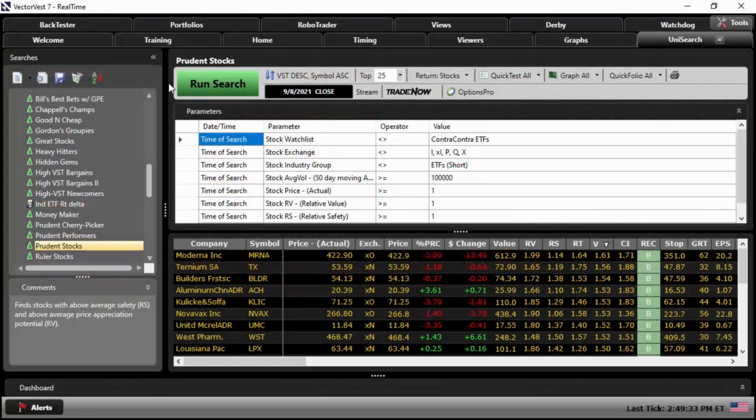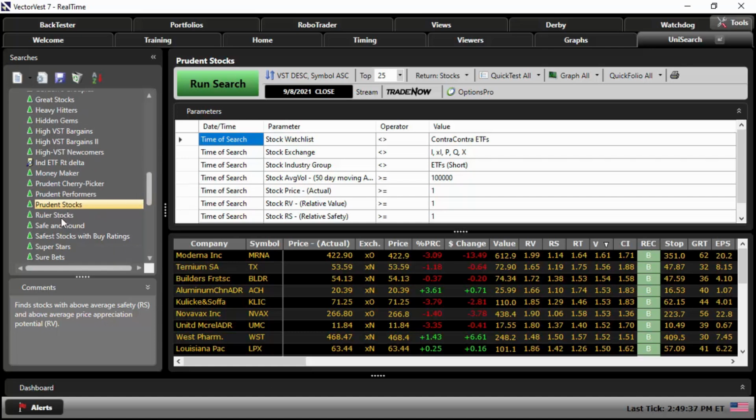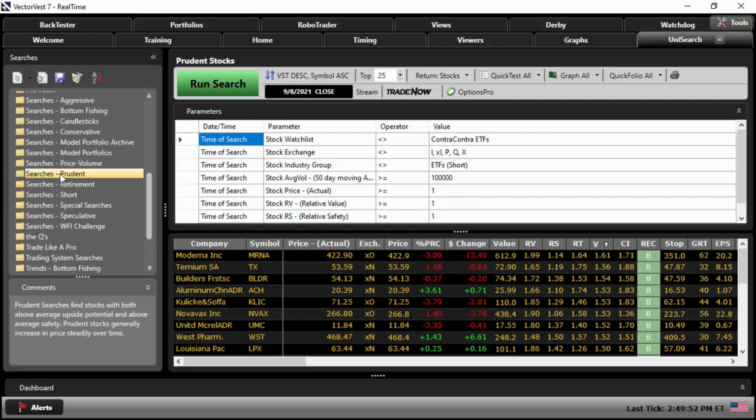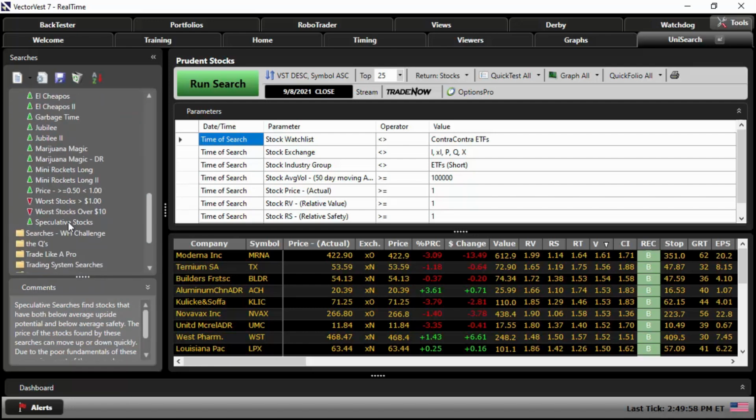Honorable mentions coming from the prudent folder would come from Ruler Stocks, Superstars, or even Sure Bets. All three of those other prudent searches are phenomenal opportunities to find some great prudent stocks. And then we'll get out of here and take a look at our last folder, search as speculative. And here we can find the speculative stock search.